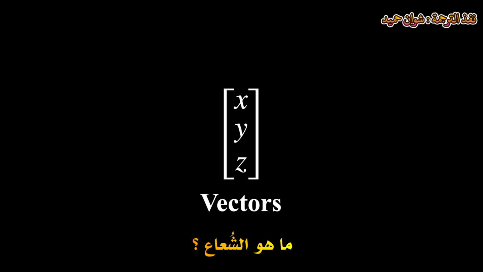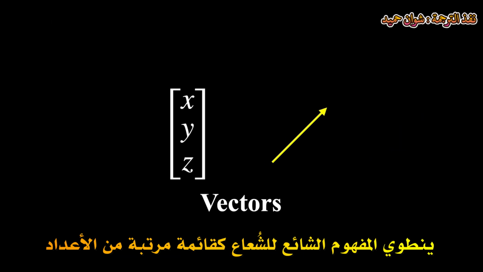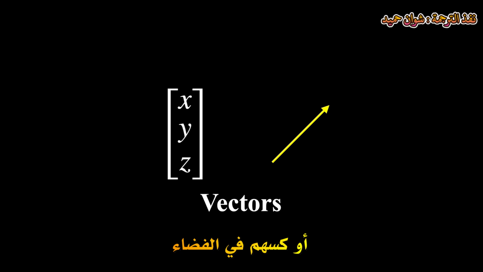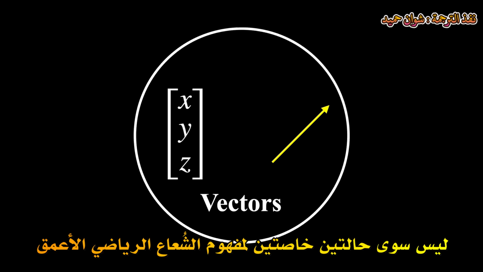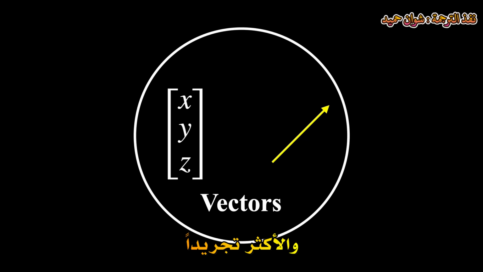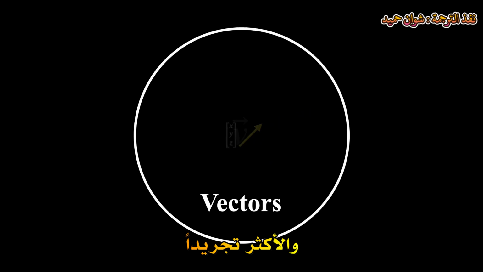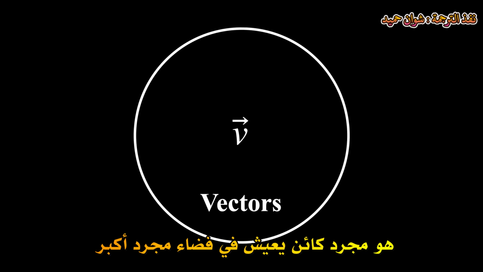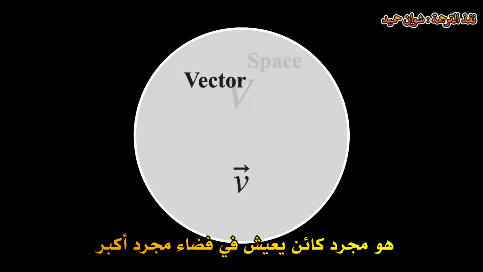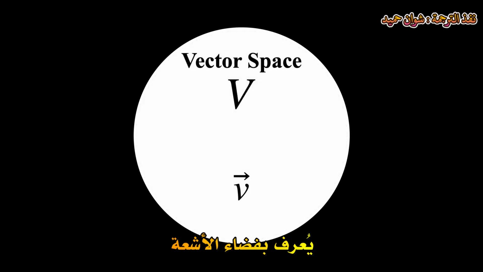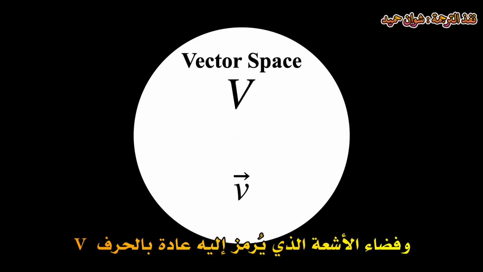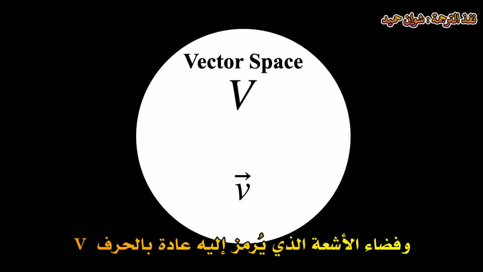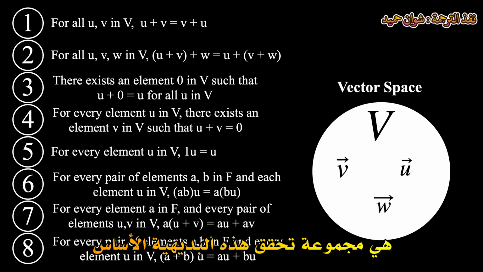Okay, so first, let's discuss vectors. What really is a vector? The common notions of a vector as an ordered list of numbers or as an arrow in space are just two specific instances of the much broader and abstract mathematical concept of a vector. According to the subject of linear algebra, a vector is really just an element that lives in a larger abstract space known as a vector space. And a vector space, which is usually denoted by a capital V, is a set that satisfies these basic axioms.